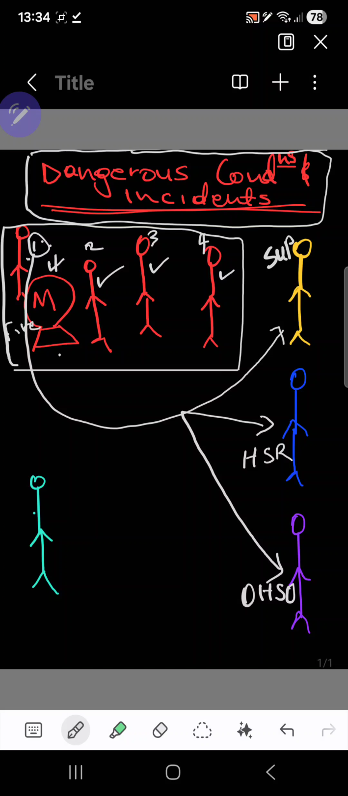So these are the duties of employee number one, who has noticed the incident or a condition that makes the environment unsafe. Be it that a person was injured, if employee number one was the one who saw that, he was supposed to report either to the supervisor, or the health and safety representative, or the occupational health and safety officer.